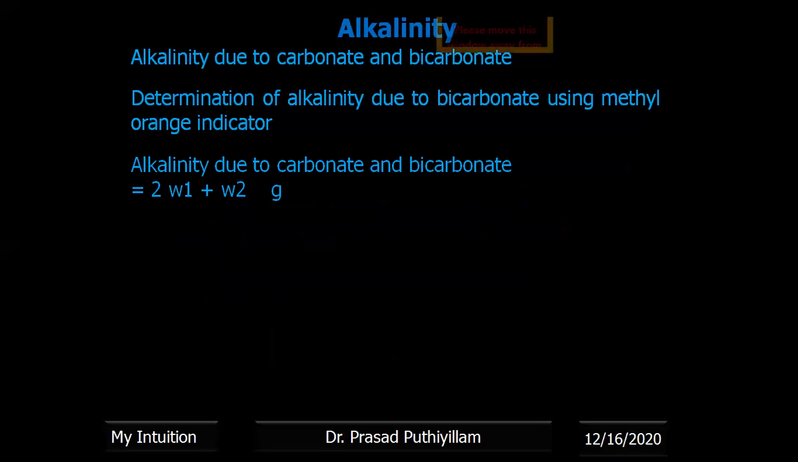Therefore, the total alkalinity due to carbonate and bicarbonate. We prepared a solution with only carbonate and bicarbonate; hydroxyl is not there. Therefore, alkalinity due to carbonate and bicarbonate will be 2 times the carbonate alkalinity plus the bicarbonate alkalinity. So that's about the alkalinity experiment.